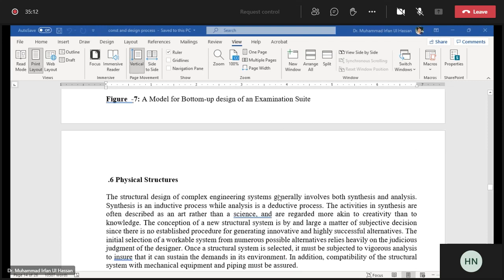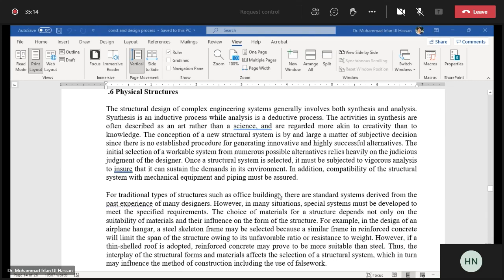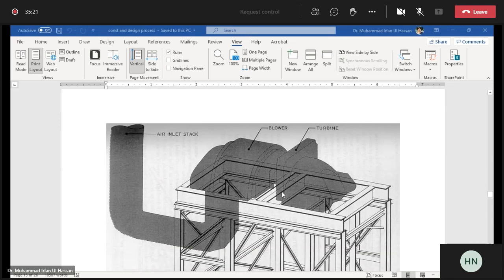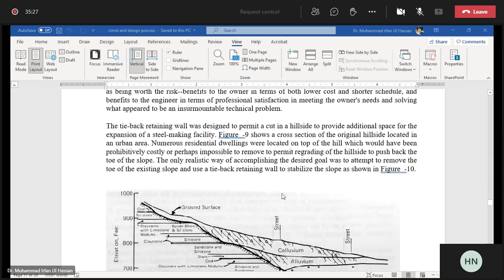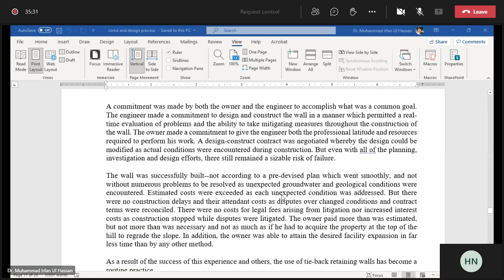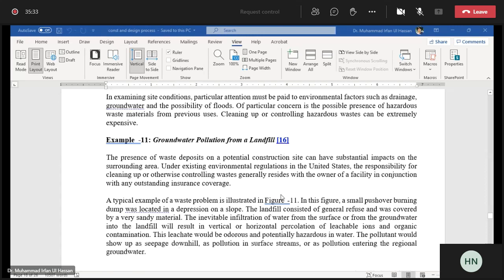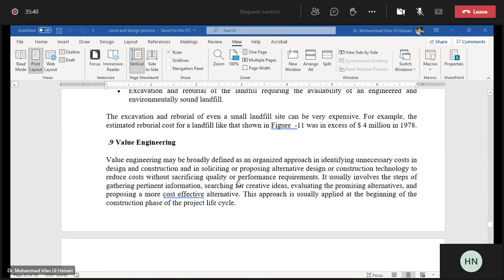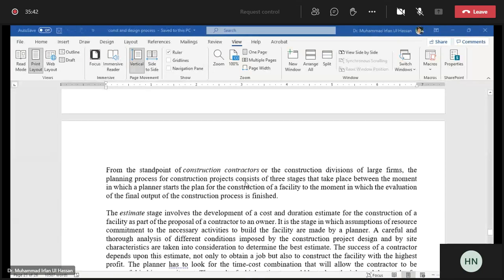Bottom-up and top-down planning is explained. Physical structures. Then there are some examples from different projects: steel structure frame and water tank retaining wall project example. This was a good journal handout that I have read from the web, and it was self-explaining.